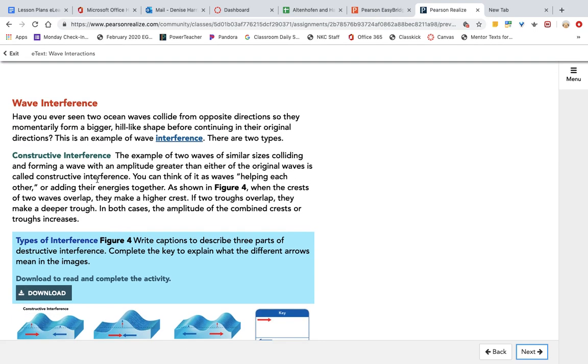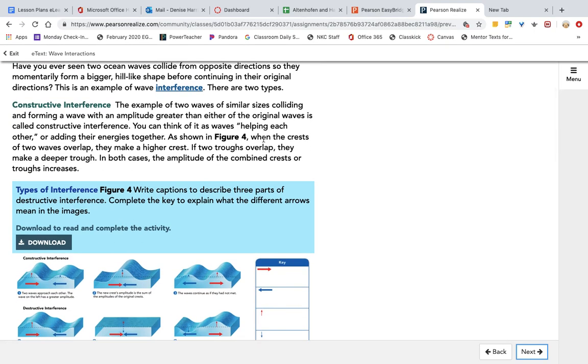The example of two waves of similar sizes colliding and forming a wave with an amplitude greater than either of the original waves is called constructive interference. You can think of it as waves helping each other or adding their energies together. As shown in Figure 4, when the crests of the two waves overlap, they make a higher crest. If two troughs overlap, they make a deeper trough. In both cases, the amplitude of the combined crests or troughs increases.